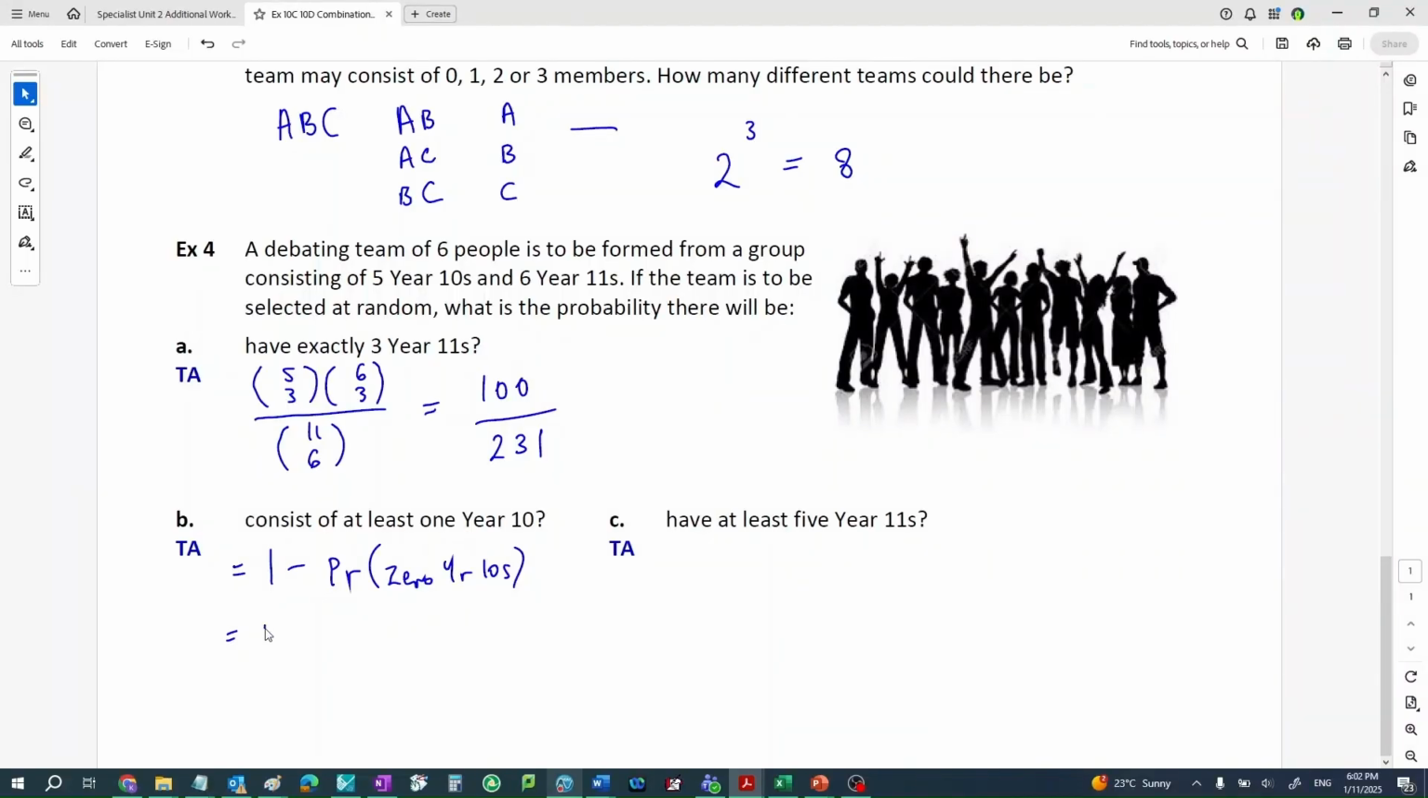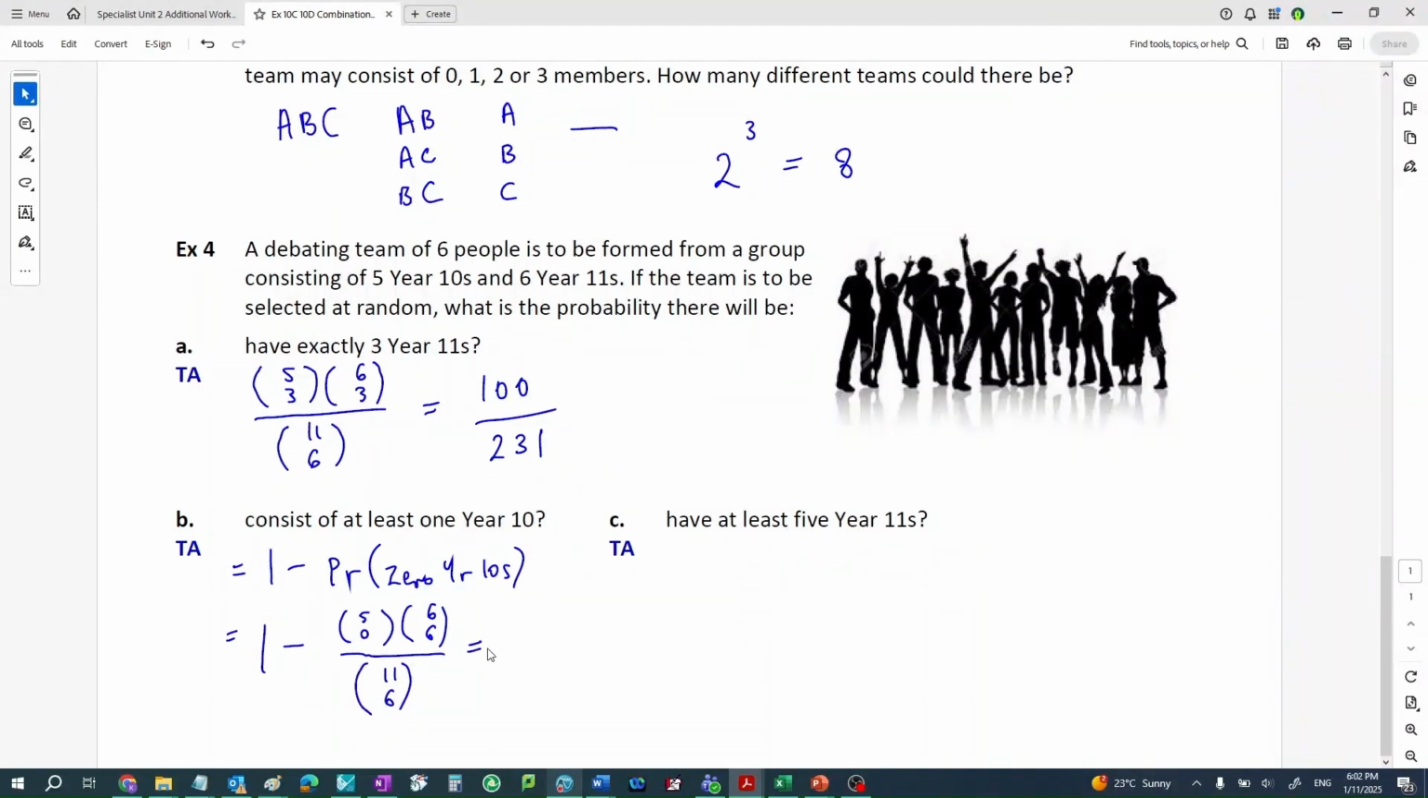And so the probability of 0 year 10s would be that out of 5 year 10s, we choose 0, and out of 6 year 11s, we choose all of them. And this is all divided by 11 choose 6.